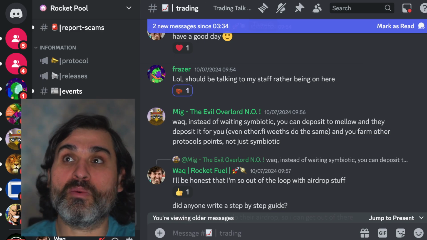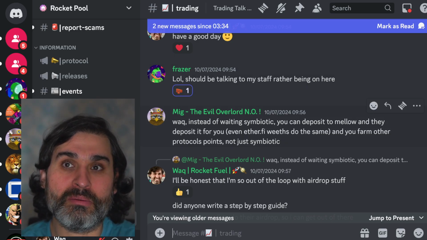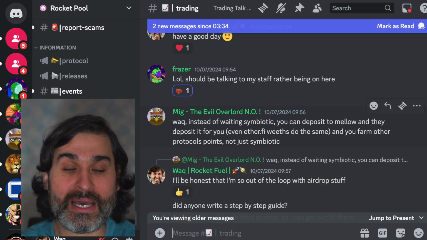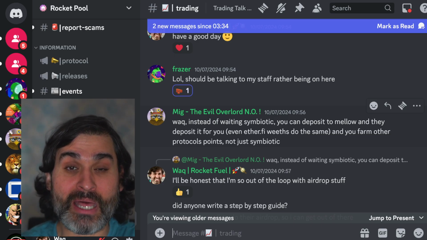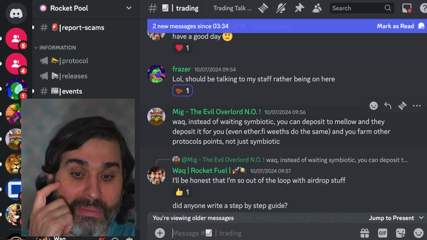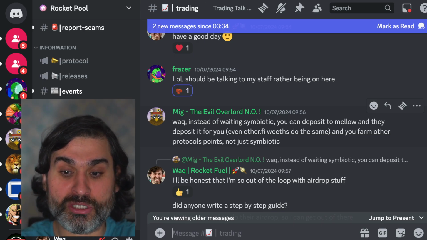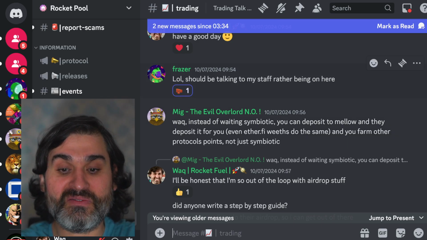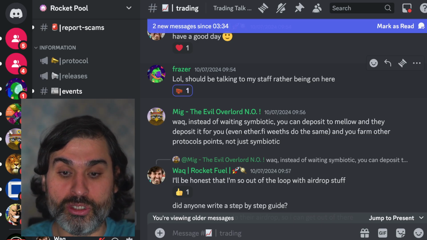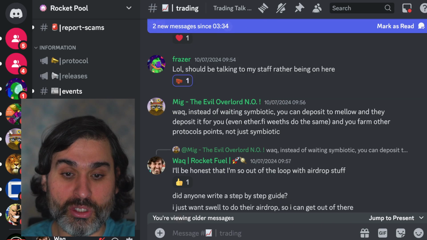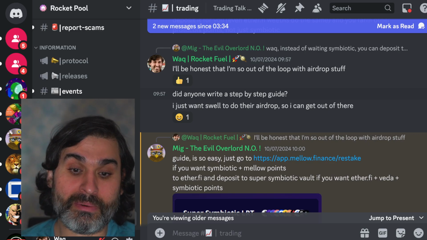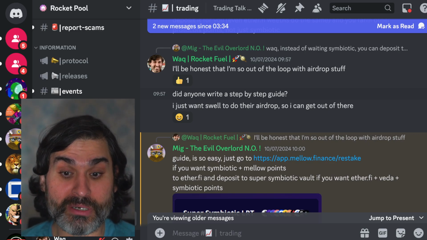Okay, a couple of weeks ago, last week, I mentioned how Symbiotic, a new restaking platform, is coming online, and how their RETH vault maxed out, and it looks like you have to time that window to when it's opened. And I was talking about how I haven't quite airdrop farmed it yet, and I really want to. Well, Mig here says instead of waiting on Symbiotic, you can deposit to Mellow, and they deposit it for you. He says even EtherFi's WETHs do the same thing, and you farm other protocol points, not just Symbiotic. And I said that I've been out of the loop with DeFi stuff and airdrop stuff. If anyone writes a step-by-step guide, I'm happy to make a video about it potentially for other people.